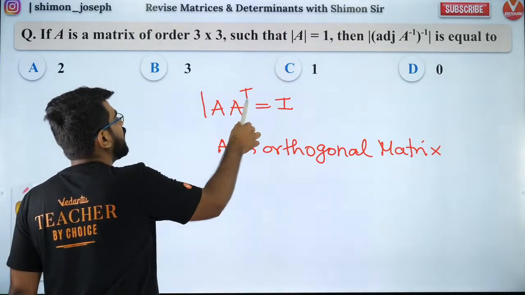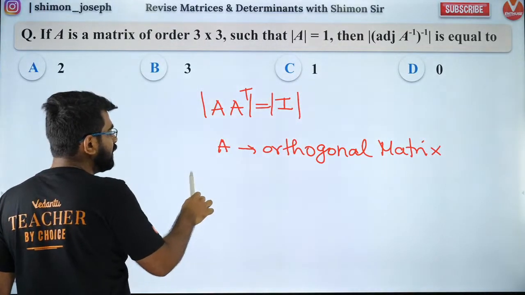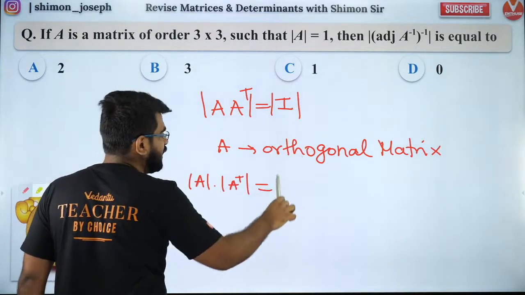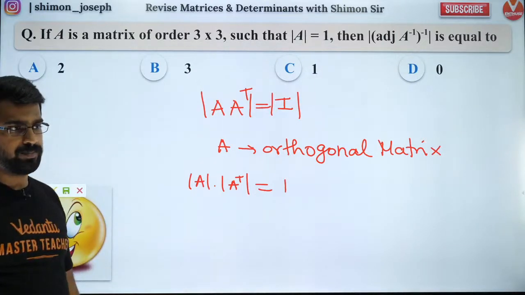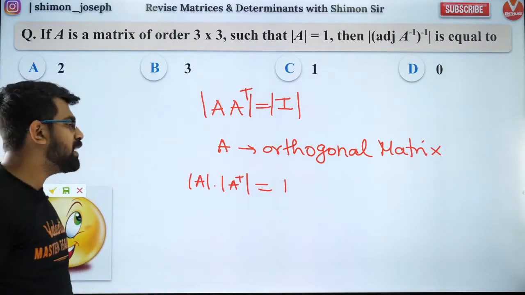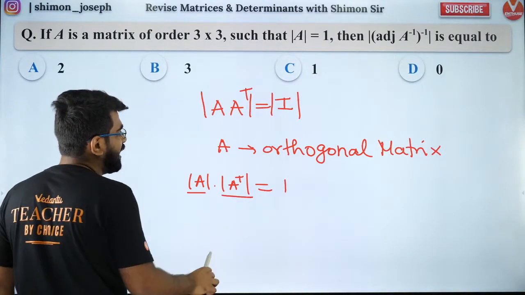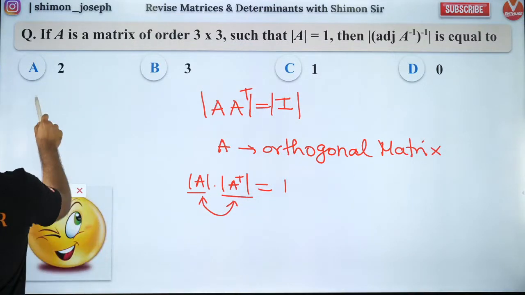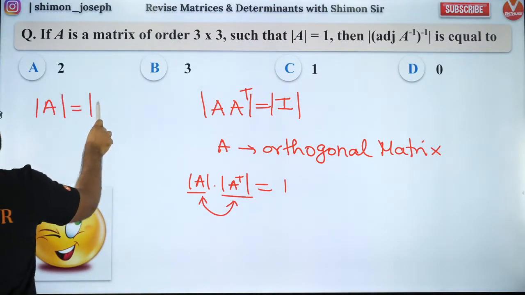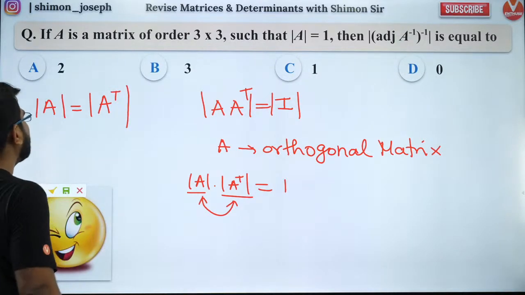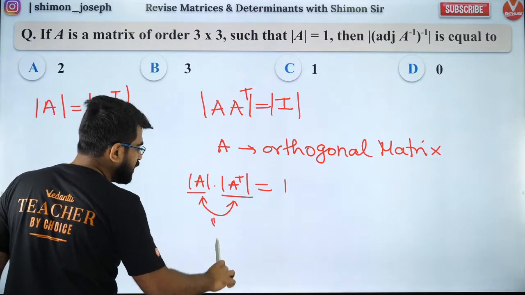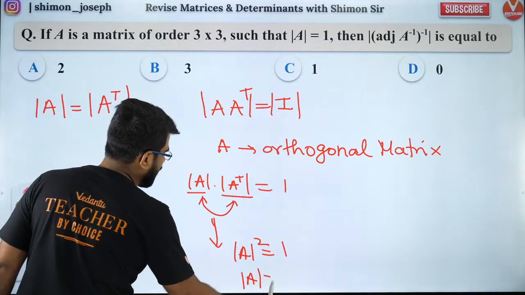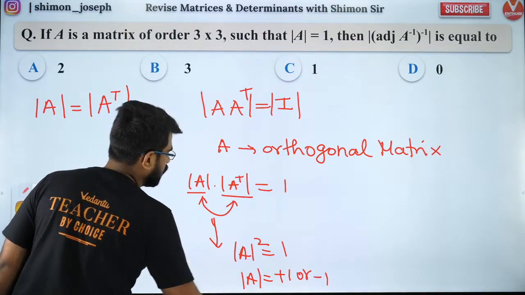Now, if I take determinant on both sides, I will get det A into det A transpose is equal to det of I. Det of I is 1, people. So now I will have det A into det A transpose. Now these two are equal, because always remember that the determinant of A is equal to determinant of A transpose. That is again a property of transpose. So this will turn out to be det of A square equal to 1. So det of A should be either plus 1 or minus 1. Got it?